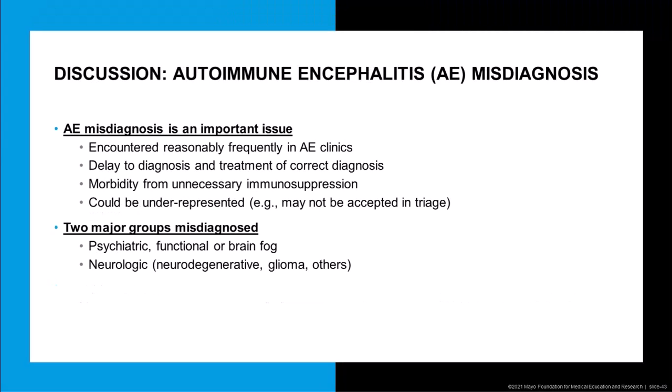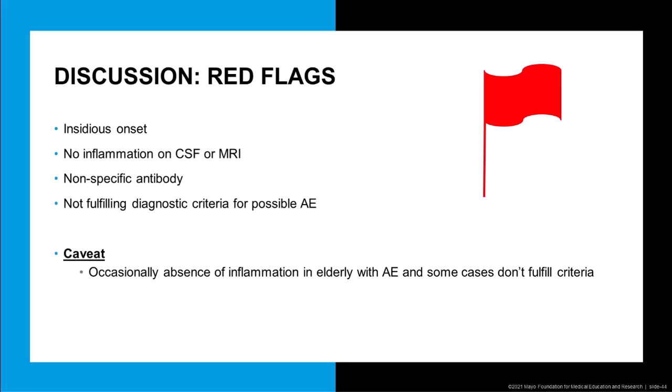So some of the discussion around this, from this study, we state that autoimmune encephalitis misdiagnosis is an important issue. It's encountered reasonably frequently in autoimmune clinics. The delay to diagnosis is problematic, and it could be underrepresented because some of these patients go through the triage system and they may not be accepted in triage if there's a suspicion for a misdiagnosis. And we had the two major groups.